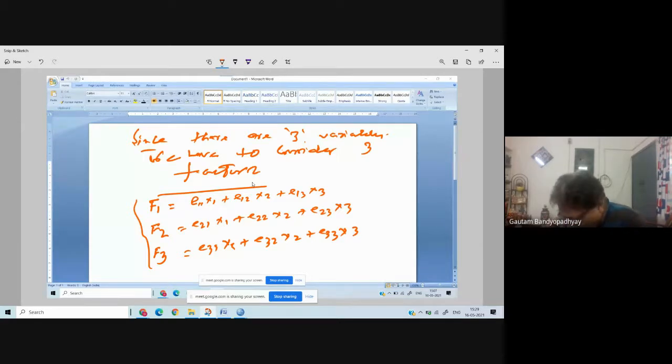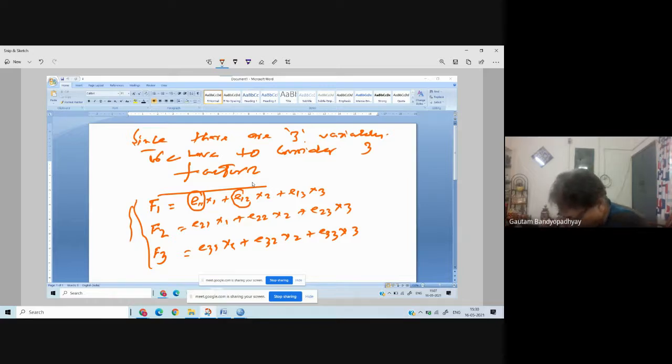Try to understand: E11 is not known, E12 is not known, E13 is not known. So naturally the coefficients of x1, x2, x3 on the right hand side are not known. Not only that, the left hand side values are also unknown. You don't know what F1, F2 are. For this reason, we have to take the help of PCA, Principal Component Analysis. So what is that? That is the concept of eigenvalue and eigenvector.